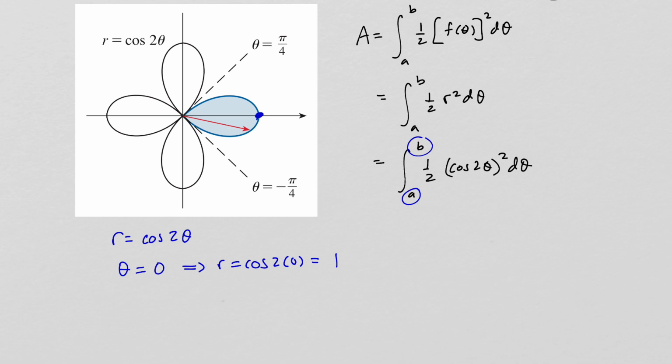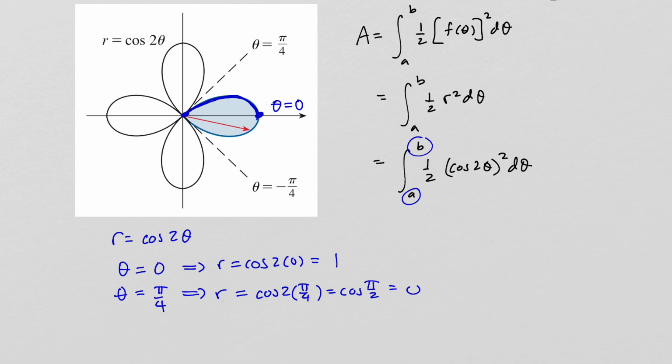And that would be this point right here. So this is when theta equals 0. And let's plug in pi over 4. At pi over 4, r is going to be cosine of 2 times pi over 4, which is cosine of pi over 2, which is 0. And so that is this point right here. So we can see from theta equals 0 to theta equals pi over 4, we have this portion of the graph.